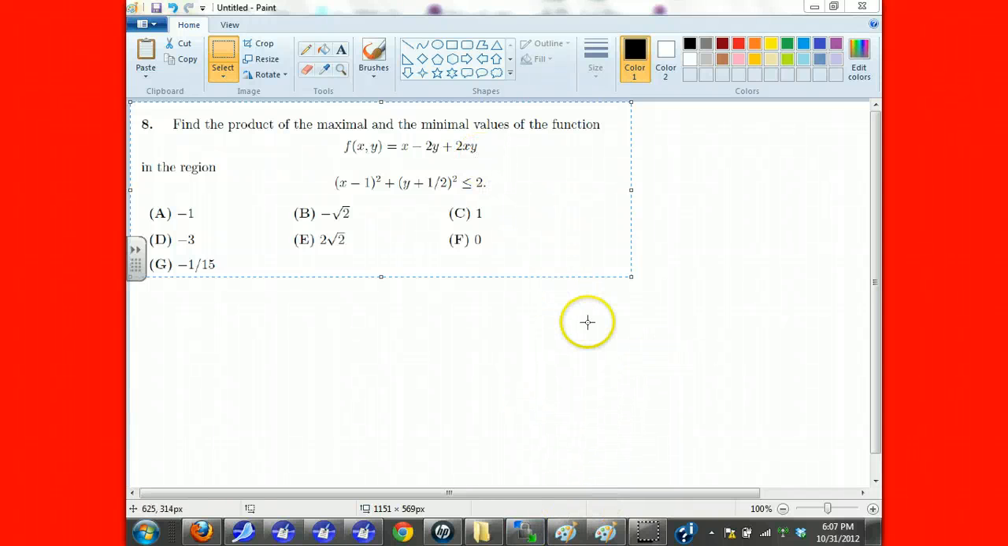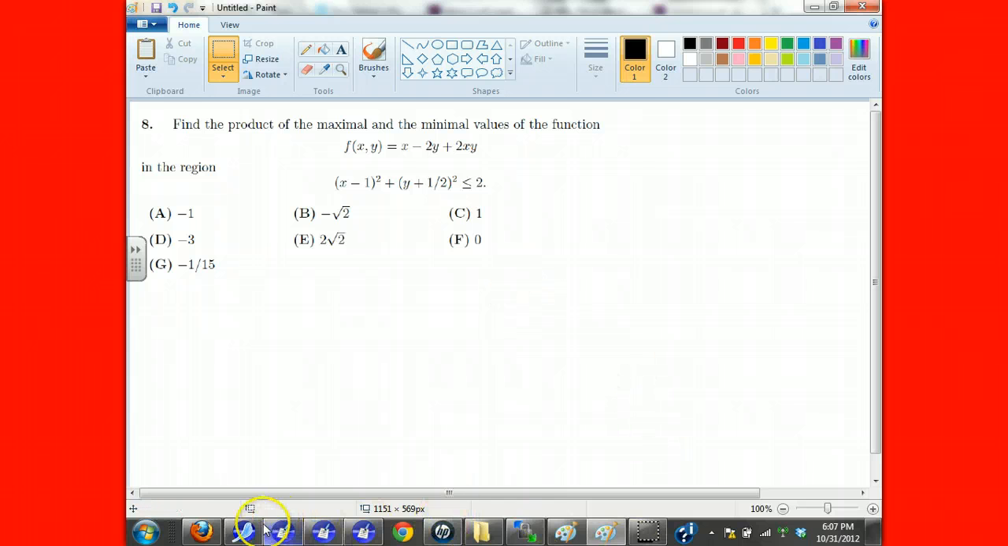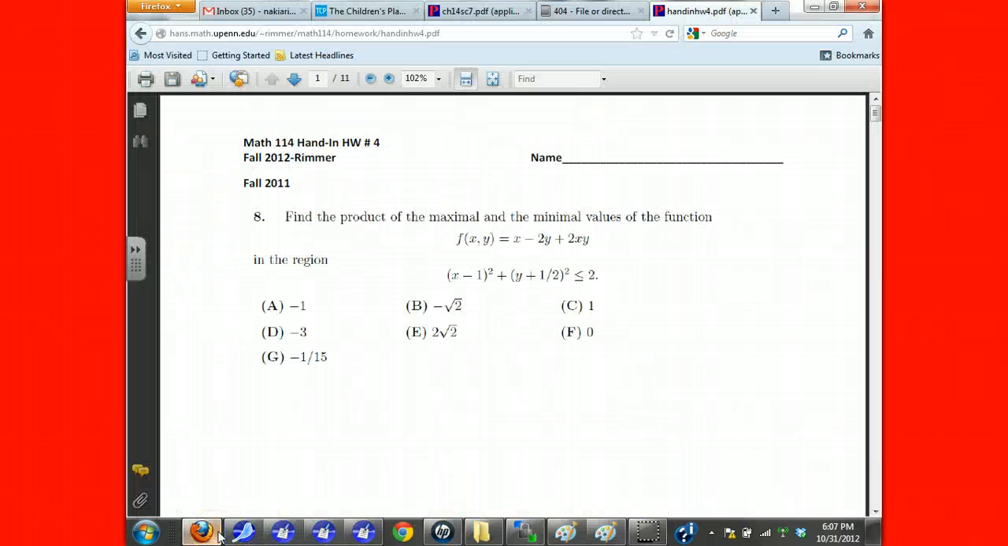Okay, let's work this problem here. This is number 8 from fall 2011, the first question on homework number 4.